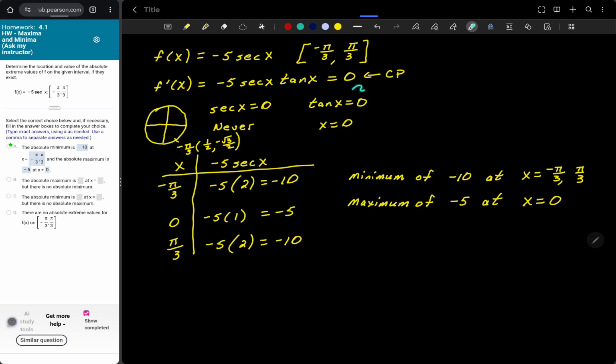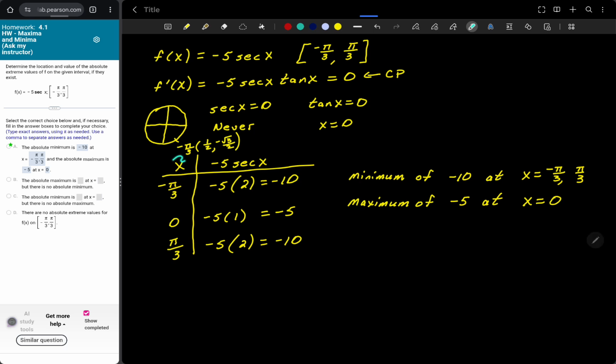When I tried to set the derivative equal to 0, it was just either secant is equal to 0 or the tangent is equal to 0. We know the secant's 1 over cosine, and 1 divided by any number between negative 1 and 1 can never equal 0. So secant x equals 0 doesn't have any solutions, which just means it doesn't contribute to any critical points. The tangent can equal 0 when the sine is 0. Since tangent is sine over cosine, we know it's 0 when the sine is 0, and that would be at an angle of 0. So I can say, okay, x equals 0 is my only critical point.